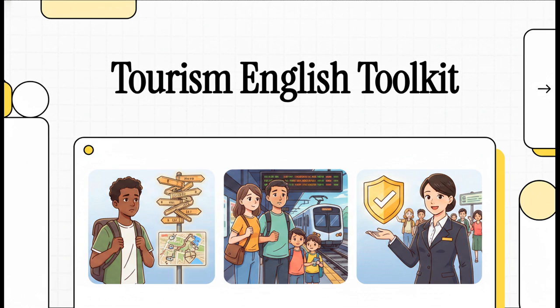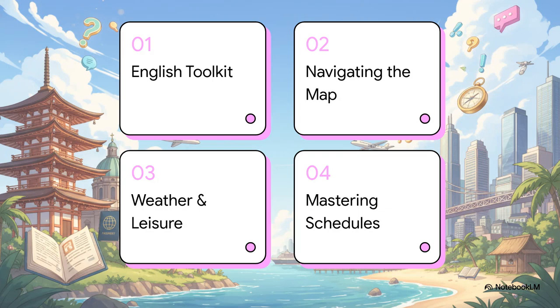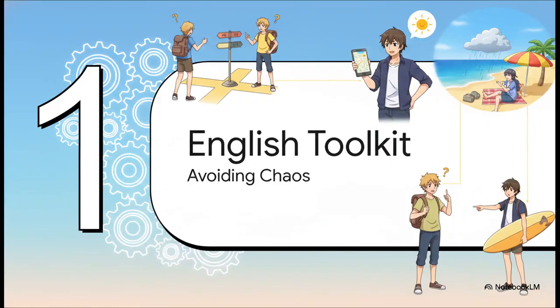So today, we're going to treat these language pillars as practical tools and a professional tool belt, rather than dry, boring academic rules. Quick agenda check before we jump in. We'll start with the Tourism English Toolkit, move on to navigating the map, then cover weather and leisure strategies, and we'll wrap up with mastering schedules. All right, Section 1, the Tourism English Toolkit, and how we can use it to avoid complete communication chaos.